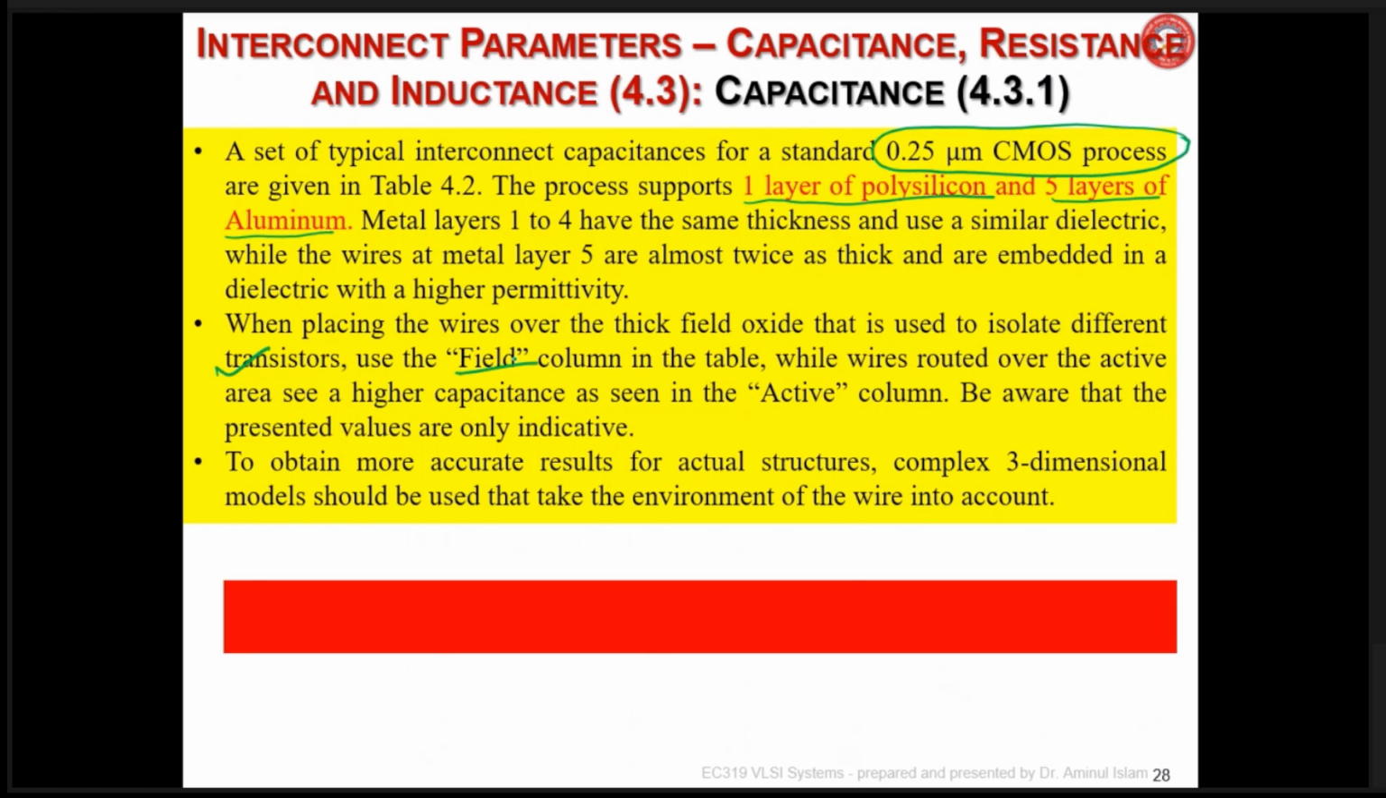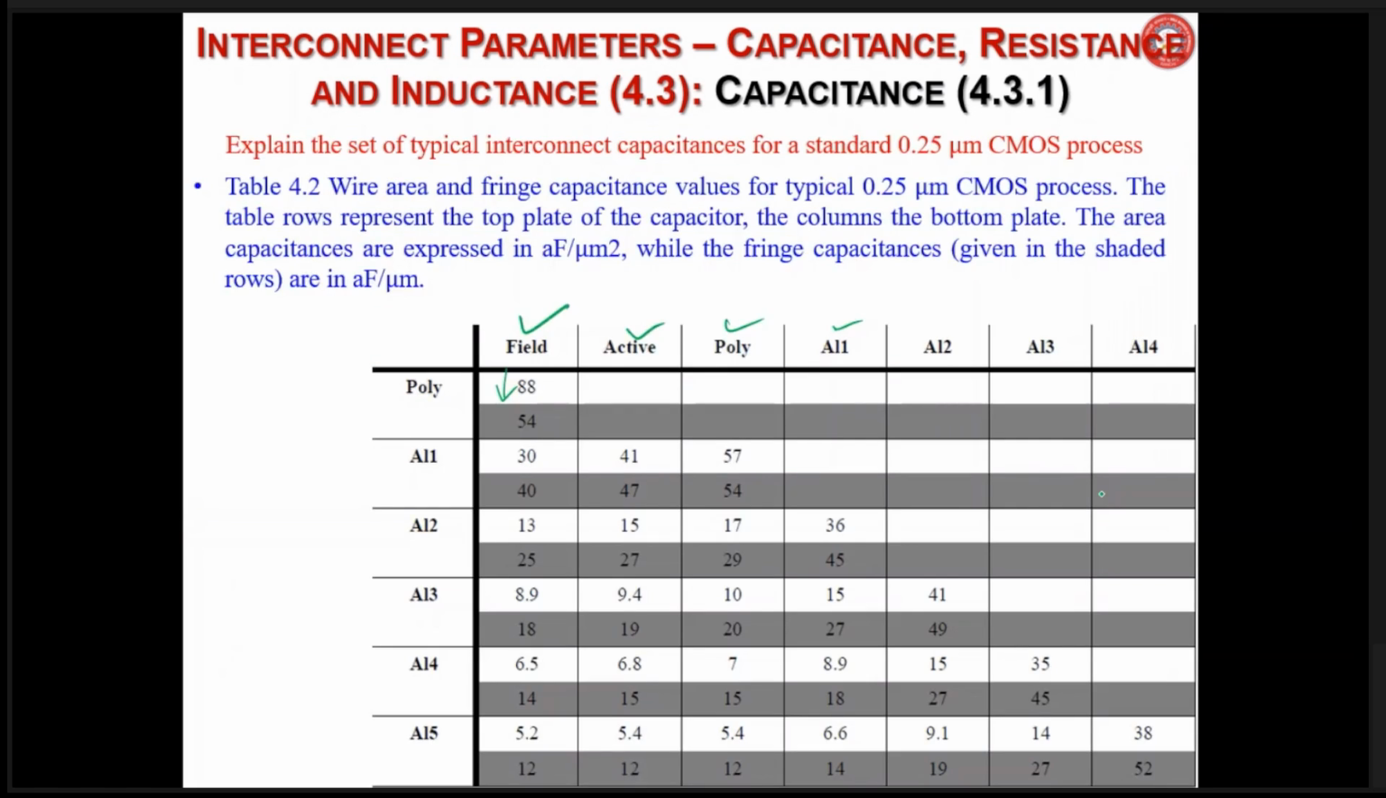If it is going through the active layer, then the active column has to be seen. To obtain more accurate results for actual structures, complex three-dimensional models should be used, which take the fringing into account. So this table is telling the polyline capacitance. If it is going over field, then this may be the capacitance. This is the parallel plate capacitance. This is fringe capacitance. The gray one is fringe capacitance.